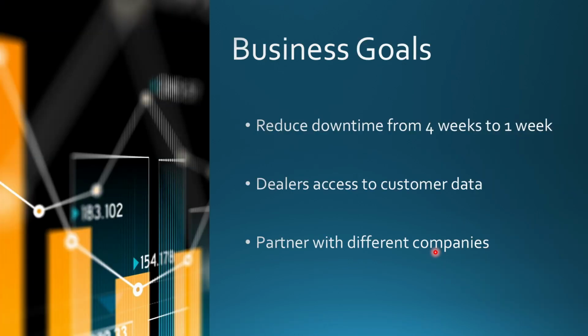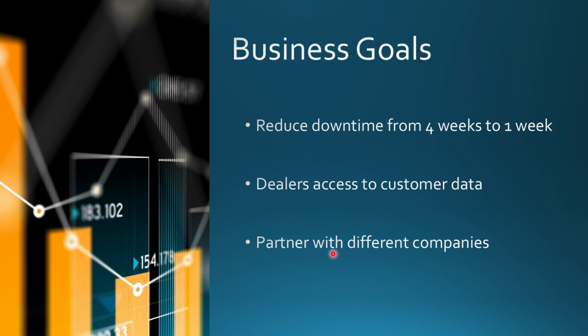So what are the business goals? As we have seen in the previous slide, the company wants to reduce the 4 weeks of downtime to 1 week, and they want to have the customer data accessible to the dealers. As the dealers get a lot of customer information, they are much better prepared to send offers or upgrades to the customers, or if a vehicle is end of life, they can suggest a better vehicle with lower discounts or something like that. So that's between the dealer and the customer. The company's goal is to provide more data to the dealers about the customers.